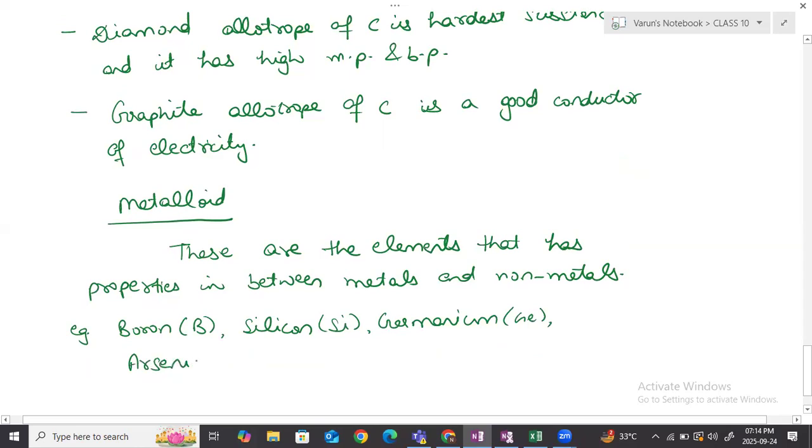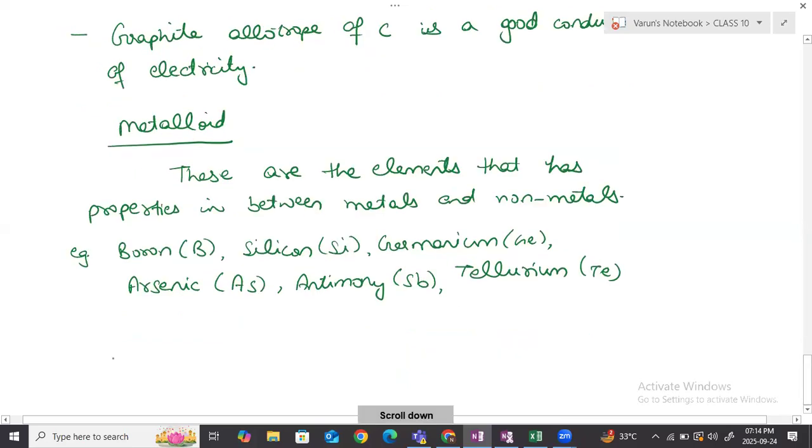We have arsenic. We have antimony. We have tellurium. And we have astatine. So we can count 1, 2, 3, 4, 5, 6. In total, we have 7 metalloids in our periodic table. Is it clear?